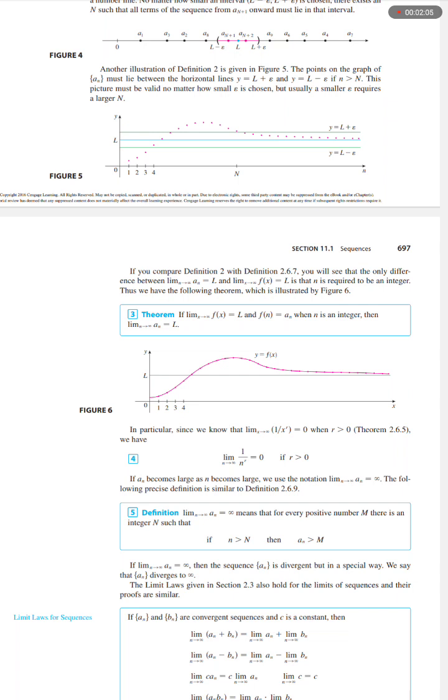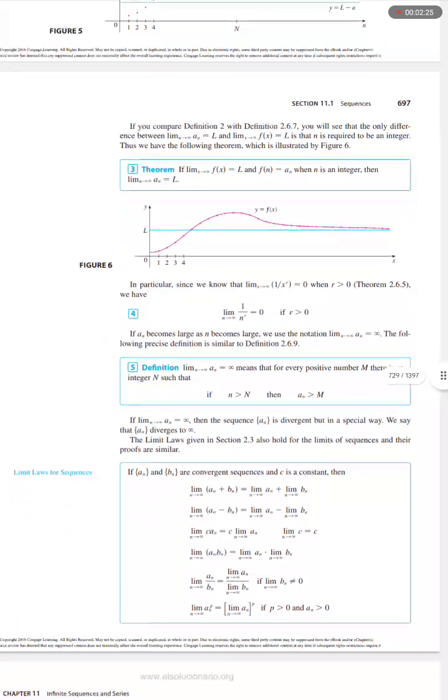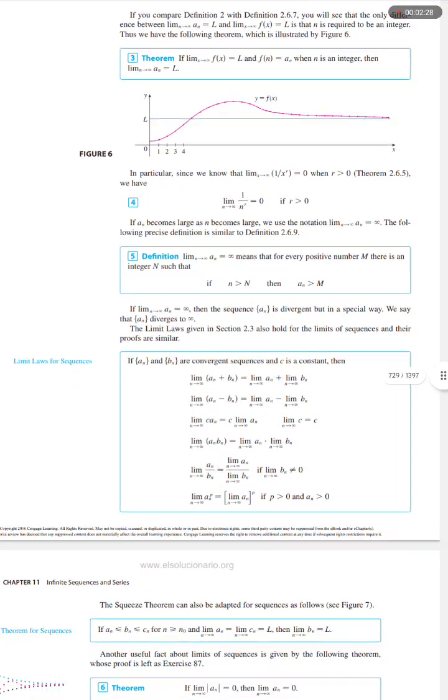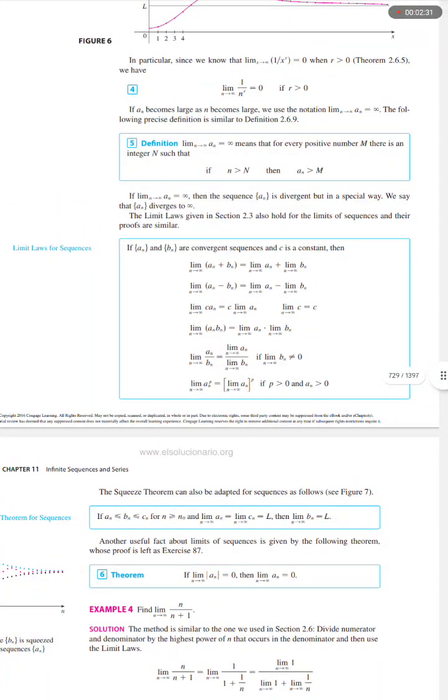If a sub n becomes large as n becomes large, we use the notation the limit as n approaches infinity of a sub n equals infinity. The following precise definition is similar to definition 2.6.9. Definition 5. The limit as n approaches infinity of a sub n equals infinity means that for every positive number big M there is an integer big N such that if n is greater than big N, then a sub n is greater than big M.